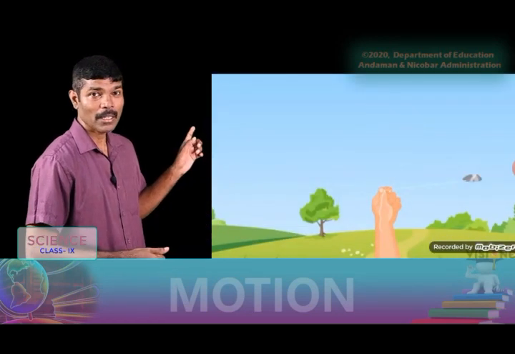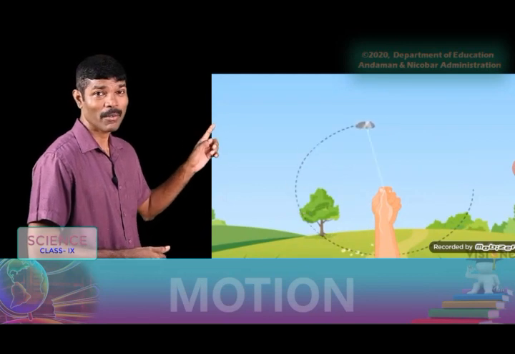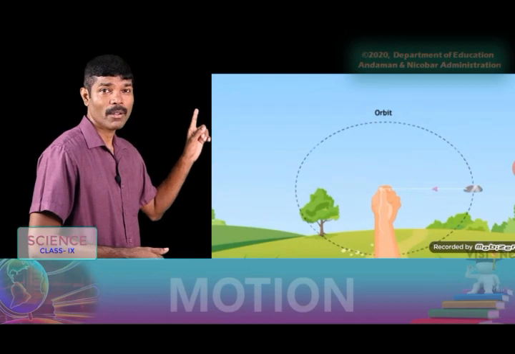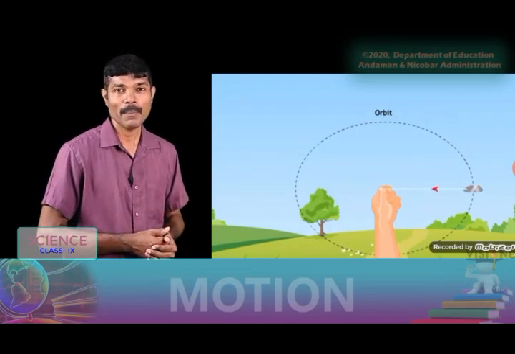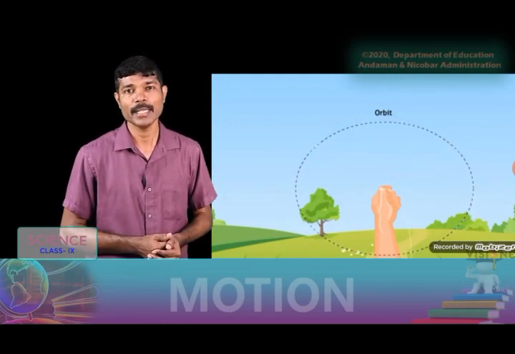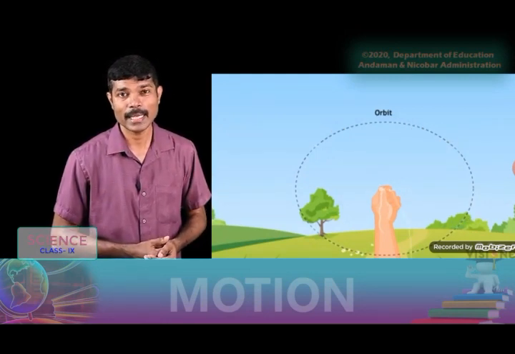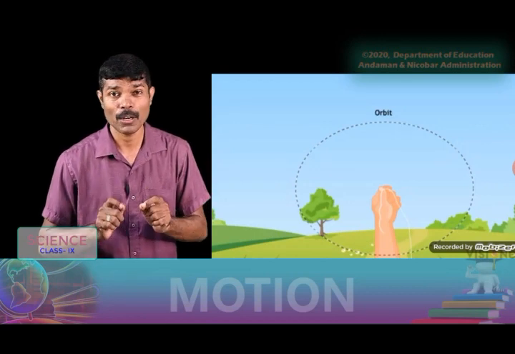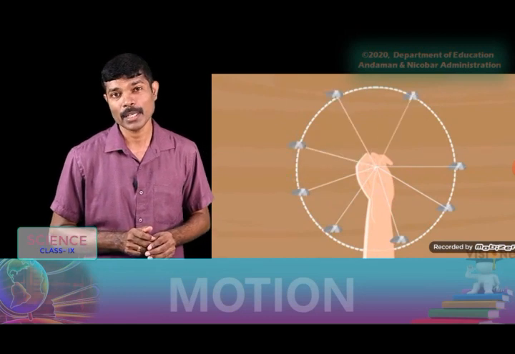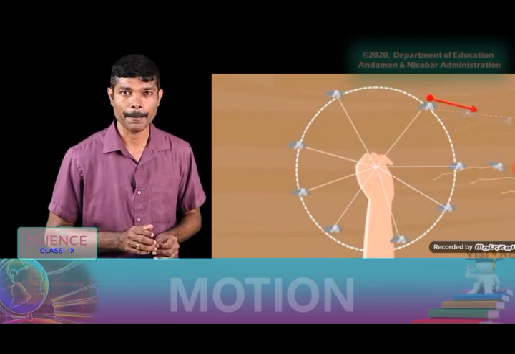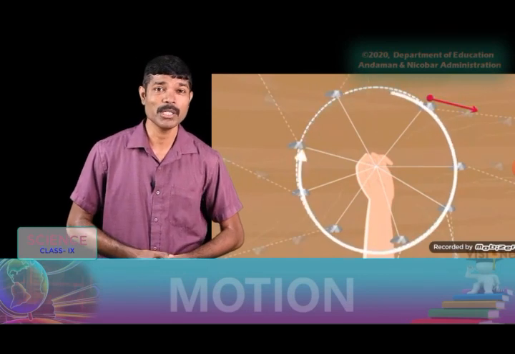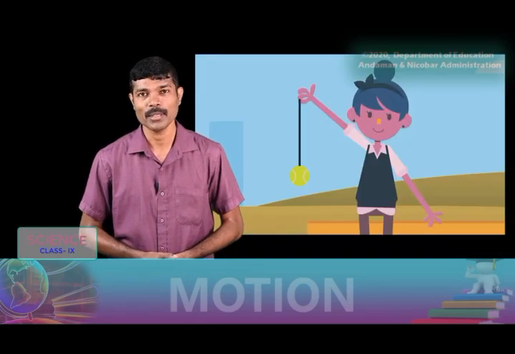Here, when a stone is allowed to rotate, we can find that the motion of the stone is uniform, but the stone is continuously accelerating due to the change in velocity. The change in velocity is caused by the change in direction at each interval of time. Now we learn what things are needed to make an object move in a circular motion.